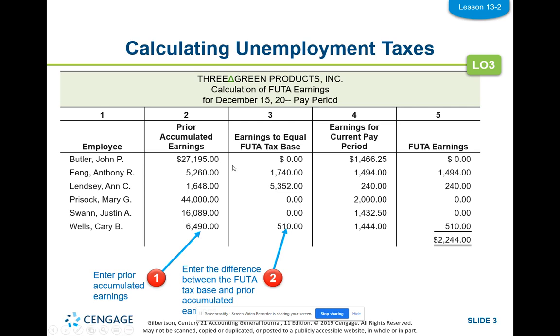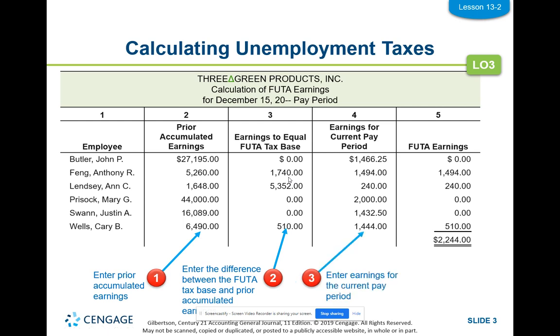So basically what I would recommend doing is just looking and see, is this number more or less than 7,000? If it is more than 7,000, you can go ahead and put a 0 here. If it is less than 7,000, then you need to find out how much less it is. So take 7,000 minus this number over here. That's how we're going to come up with this amount.